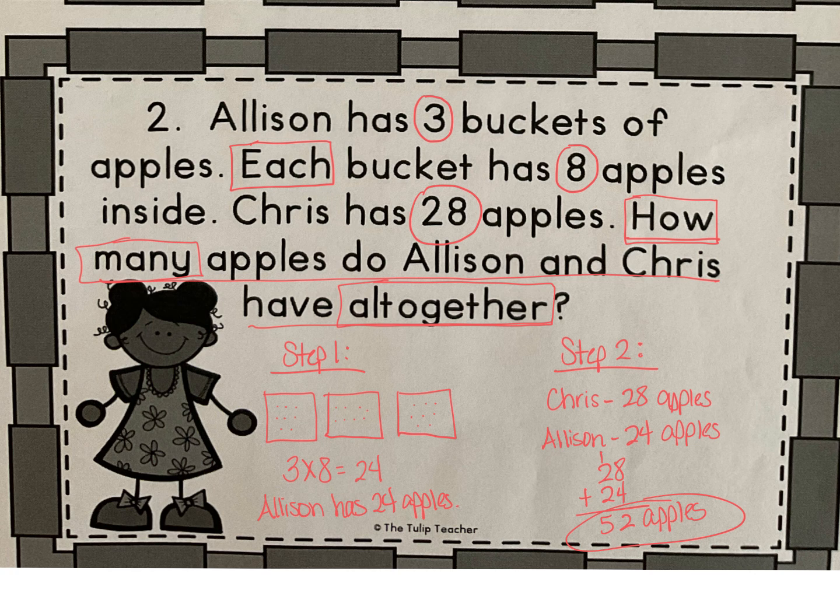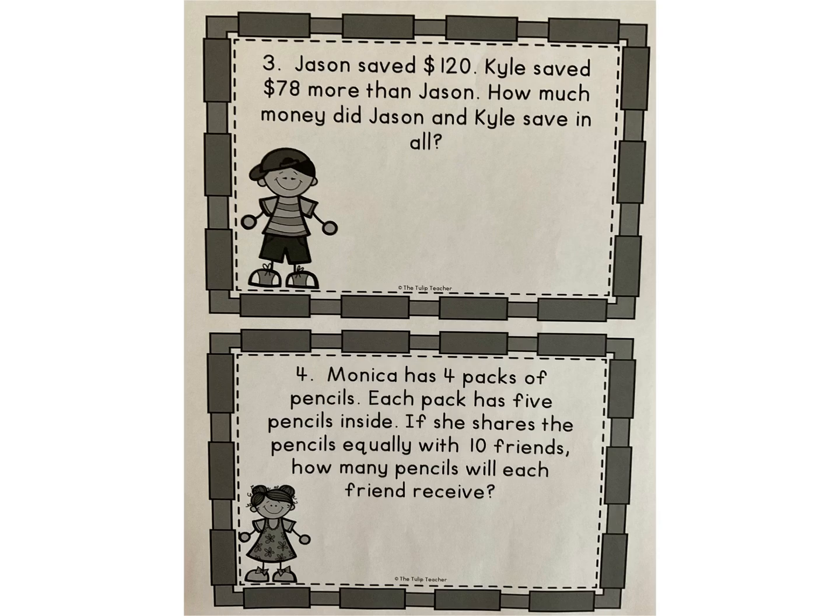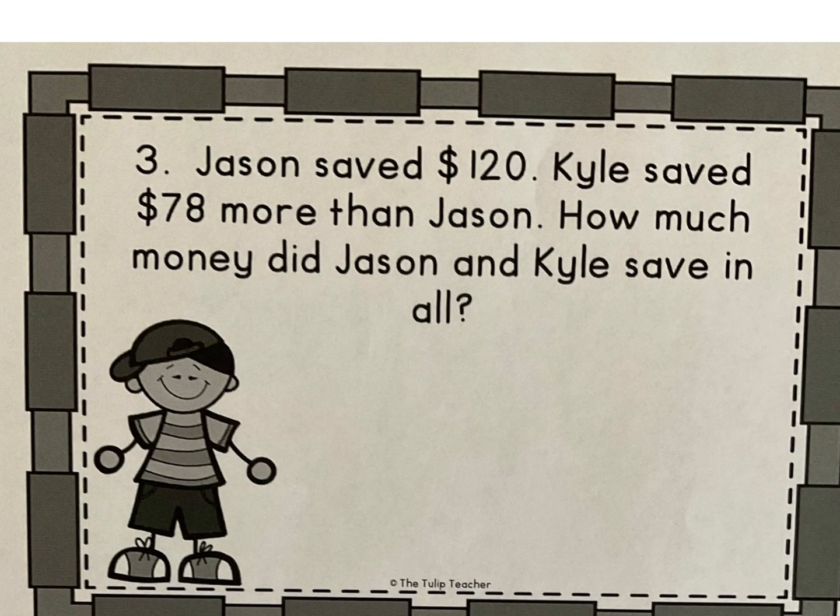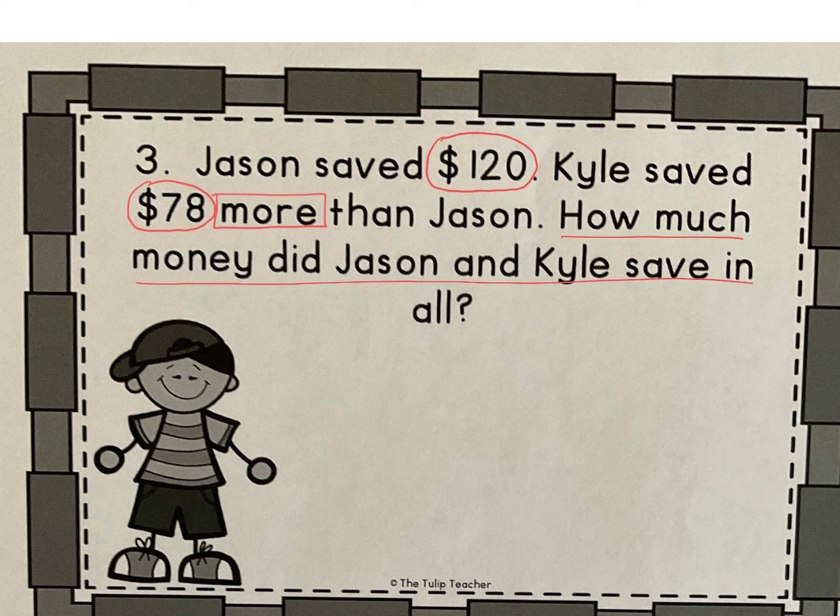Okay, let's go look at number 3. All right. Jason saved $120. Remember, I want you to visualize this word problem while I'm reading it to you. Kyle saved $78 more than Jason. How much money did Jason and Kyle save in all? So how much in all? All right, guys.